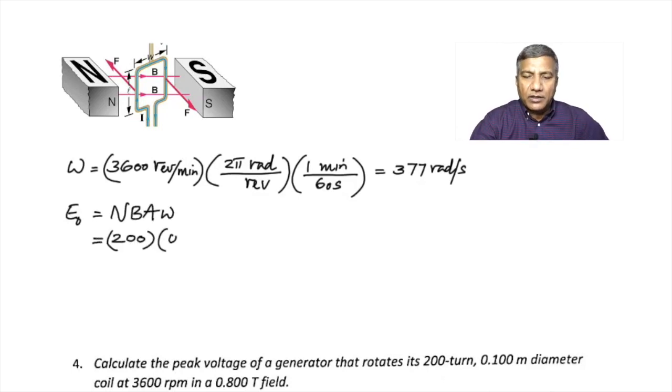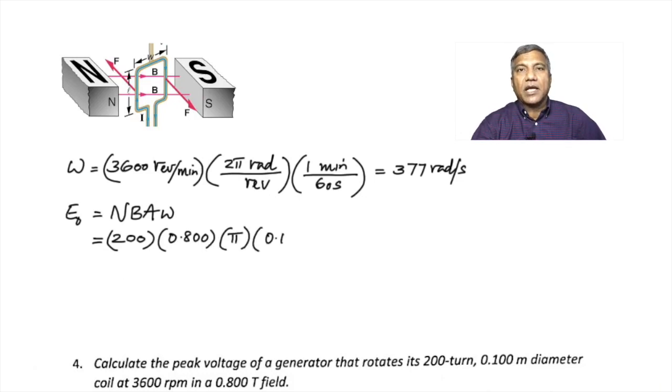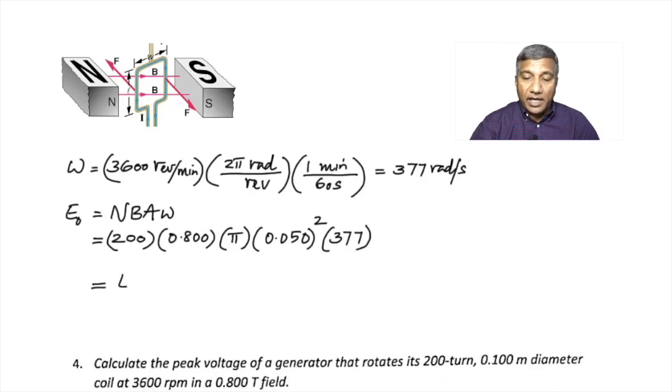Once we get that, the peak value of EMF is just the product of N B A omega. So here are the quantities, and again, A is pi r squared. A for a circle is pi r squared, so the radius in meters is given here, for which we have to take half of the diameter, of course, and when you calculate, you get 474 volt as the peak value of the voltage induced in the generator.